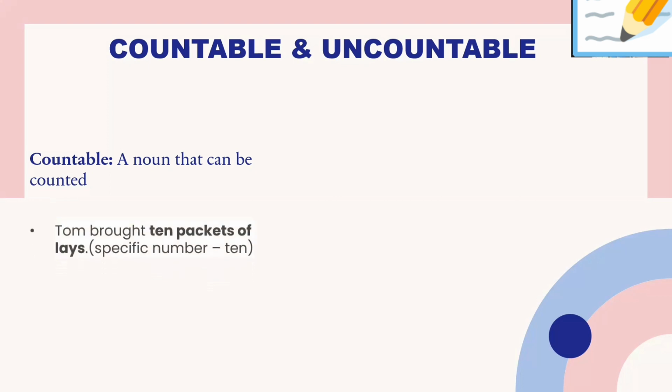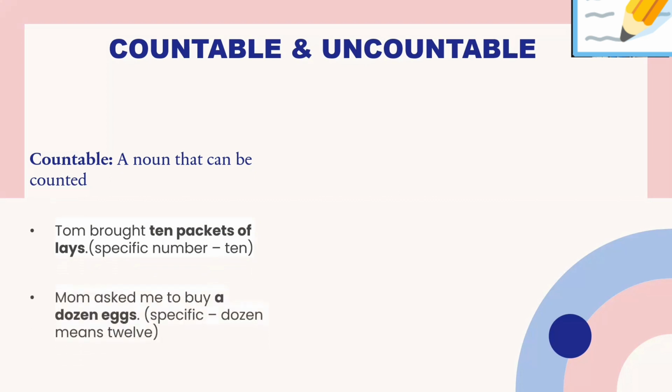For example, Tom brought 10 packets of Lays. So here, the number 10 is showing what? Something that we can count. Mom asked me to buy a dozen eggs. So here, a dozen eggs, what do they show? They show the number 12. Okay, so they can also be counted.